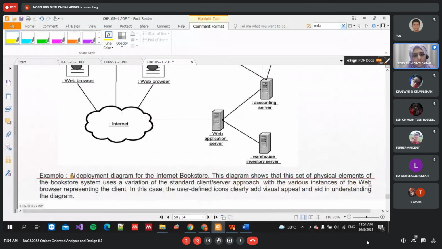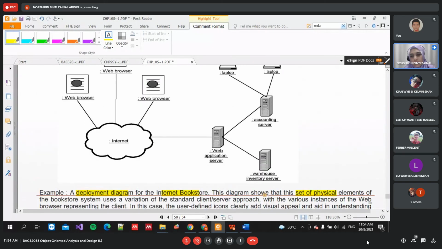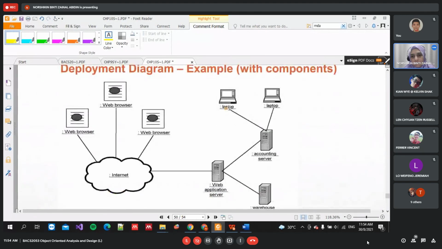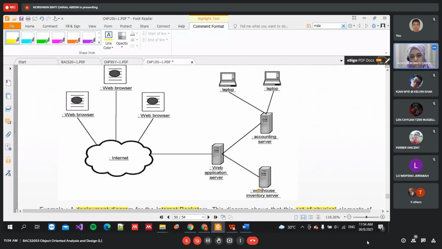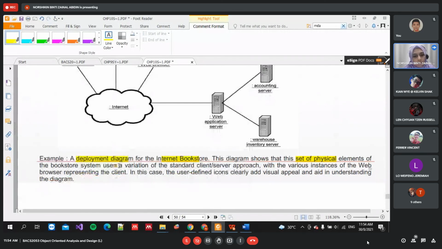So, for example, a deployment diagram for an internet bookstore. This diagram shows the physical elements. Okay, physical elements: this one, this one, this one, this one. The physical elements of the bookstore system use a variation of the standard client-server approach.